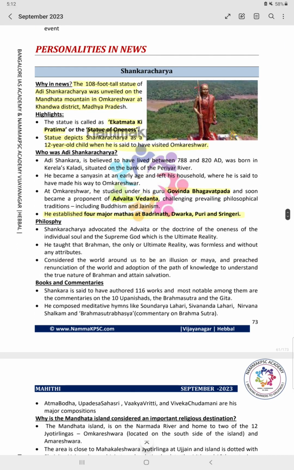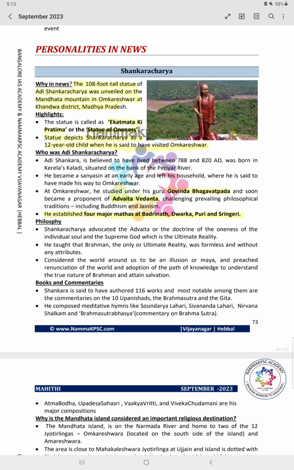Then we have Shankaracharya is in news. Shankaracharya is in news because a 108-foot tall statue of Adi Shankara Shankaracharya ji has been unveiled in Madhya Pradesh, on Mandatta mountain in the Omkareshwar region of Khandwa district. So this murti is also called Ekatma ki Pratima or Statue of Oneness. It mainly depicts Shankaracharya when he was a 12-year-old child and had visited Omkareshwar.